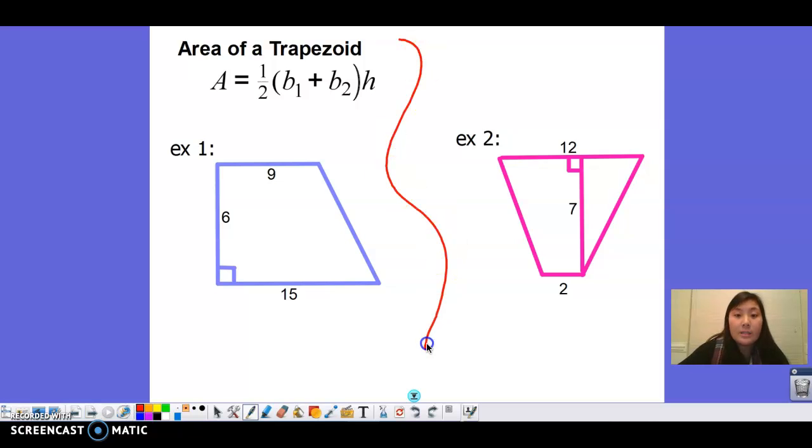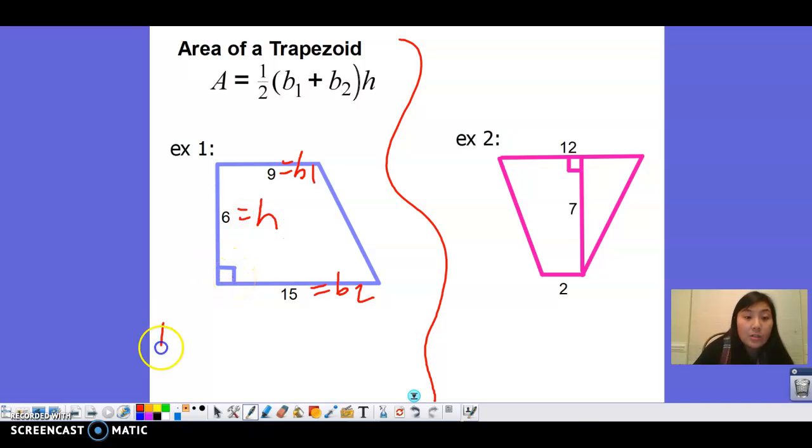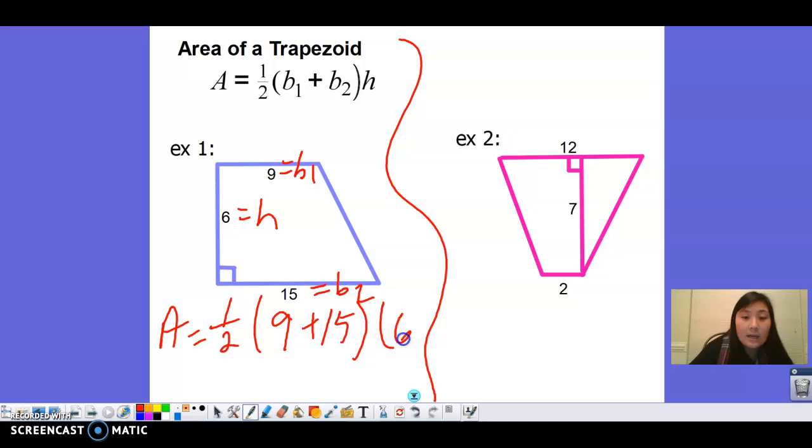So we have our examples here. You can label the top as your base 1 if you want to, and the bottom as your base 2. You could reverse it if you want, it does not matter. Your height right here, we can see that this line is creating a 90 degrees with the base down here, so that is our actual height. So we just plug it into our formula. We have the area 1/2, our base 1, which is 9 plus 15, base 2, times our height. When we go ahead and put that all in, we get 72 for our area there.